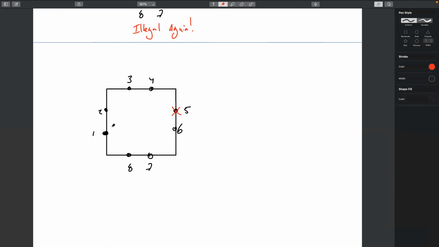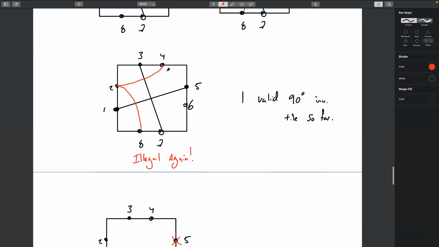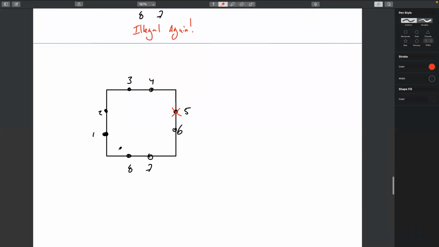Where else can 1 not go? Because it would lead to these kinds of problems. Cannot go to 8 or 3. It cannot go to 3, I agree. I think it could go to 8 though. Because if 1 goes to 8, yeah, you could have like this, right? So there's no problem with that. Where else can it not go besides 3 and 5?